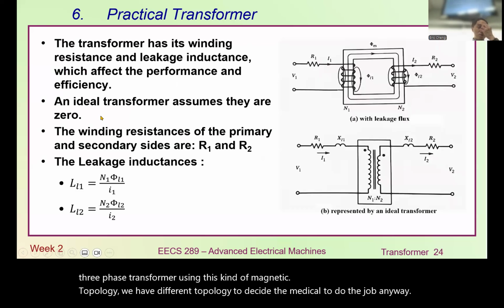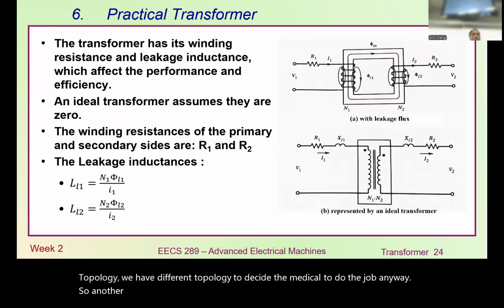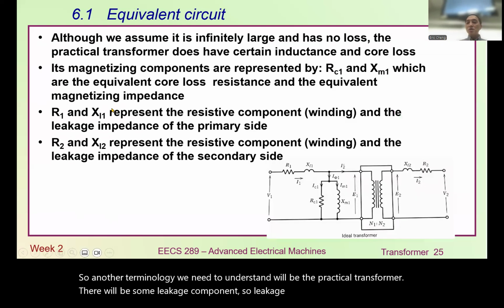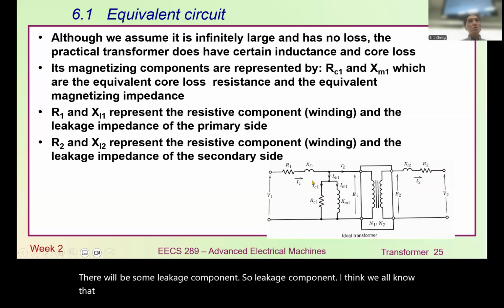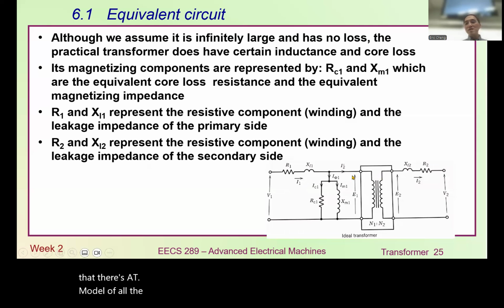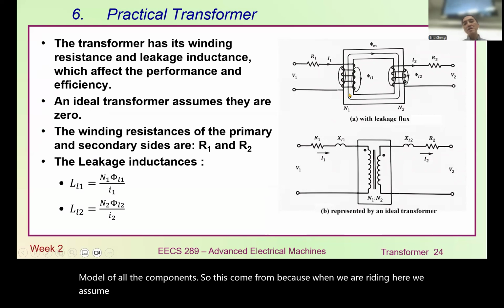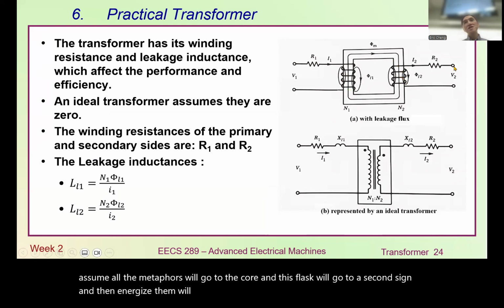So another terminology we need to understand is the practical transformer. There will be some leakage component. I think we all know that there's a T model with all the components. So where does this come from? When we have winding here, we assume all the magnetic flux will go to the core, and this flux will go to the secondary side, and the energized core will induce the voltage on the secondary side.